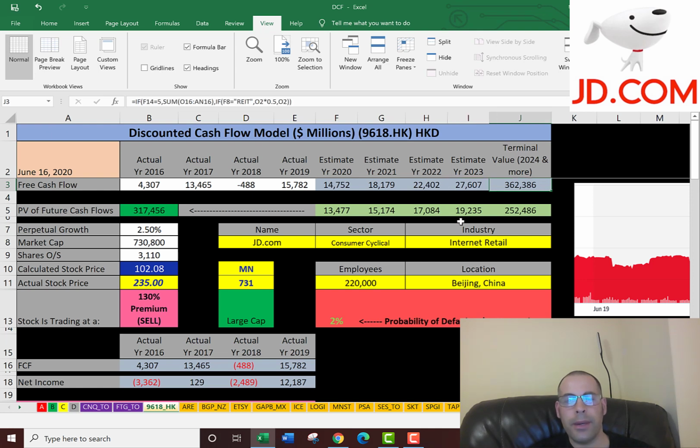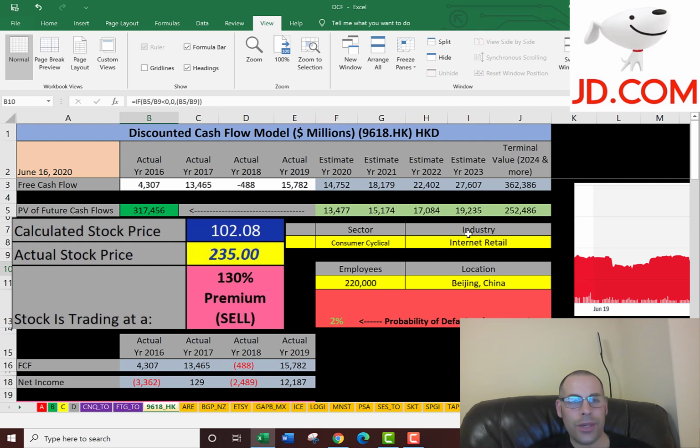We also did a terminal value, which is all years past year 4. We discounted those numbers back to today using the weighted average cost of capital, and we get a value of the company of $317 billion. We divide that by 3.1 billion shares, and we get an intrinsic stock price of $102. They're trading at $235, so they're trading at a 130% premium. It's a sell according to the model.